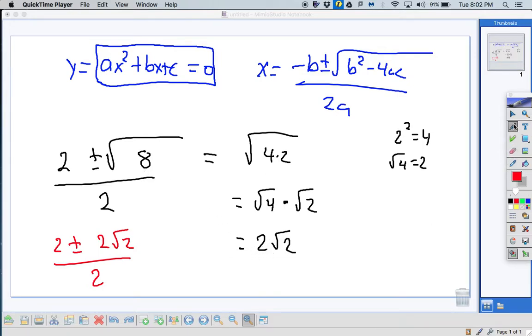Now what happens here is we can separate this out just like we were just doing on the last one, and you get 2 over 2 plus or minus 2 square root 2 over 2. And now we have to reduce. 2 over 2 is simply the number 1 plus or minus. And over here, you can never cross out anything inside the square root, but you can cross out things outside the square root. So I have another 2 over here. So this is just a 1, and 1 times the square root of 2 is simply the square root of 2. So our best answer is 1 plus or minus the square root of 2.